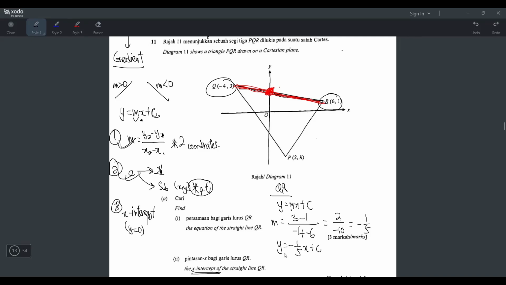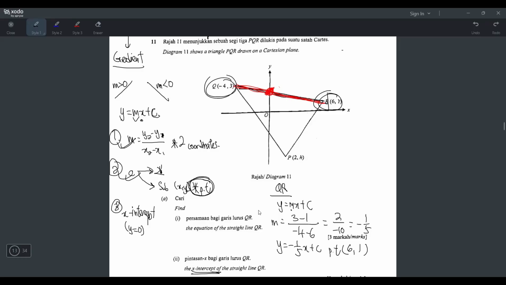Because you want to find c, just put in the x and y. And for the x, y, which point will you put? I put a star here already, you have to make sure the line passes through it, then only can you use it. So can you tell me which points the QR line passes through? 6, 1 and negative 4, 3. It means you can use either one. You can choose. Both will give the same answer. Okay, let's use the 6, 1. But you cannot use this point. This point confirm cannot, because the line does not pass through it.